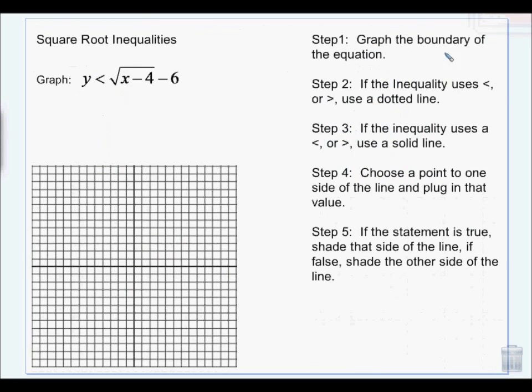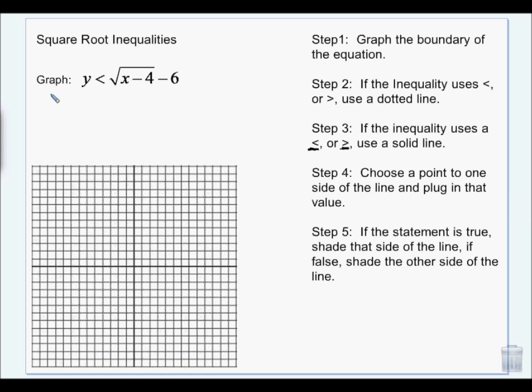For our inequality, first we're going to graph the boundary of the equation. So we will graph this as if it's an equal sign. If the inequality uses less than or greater than, we're going to use a dotted line, and then I forgot to put the lines under these. I have to go back and do it because I didn't have those symbols. So if it's less than or equal to, greater than or equal to, put your or equal to lines on there, please. We're going to use a solid line. We pick a point on one side of the line and plug it in. If we get a true statement, we shade that part. If we get a false statement, we shade the other. All right.